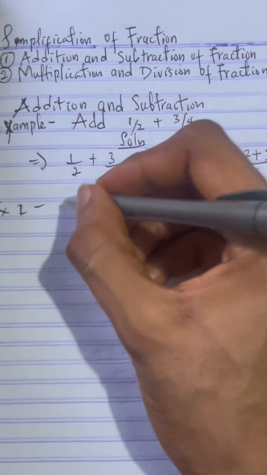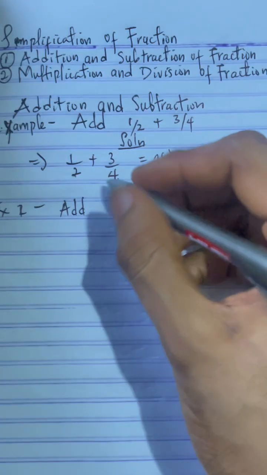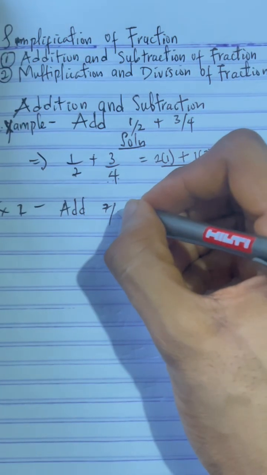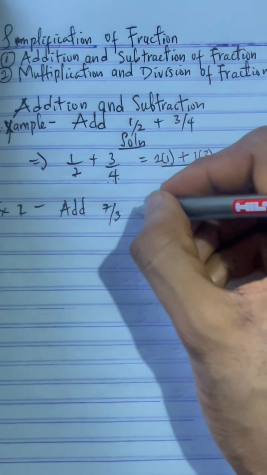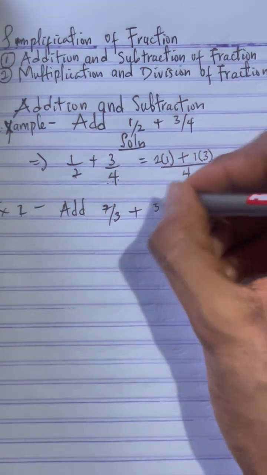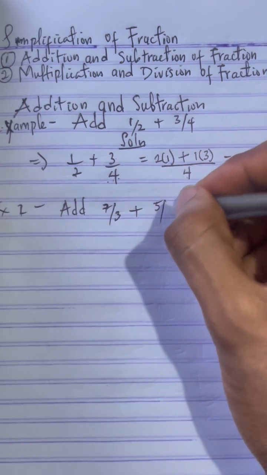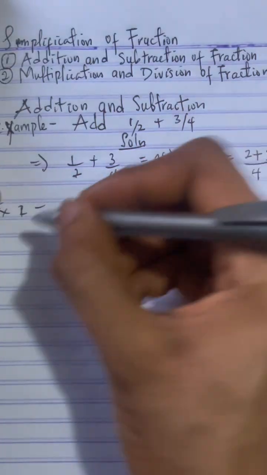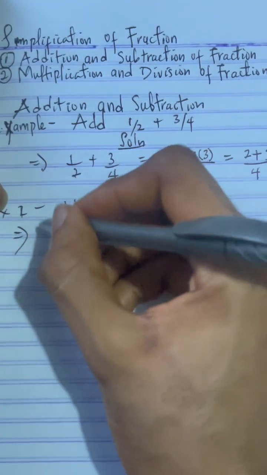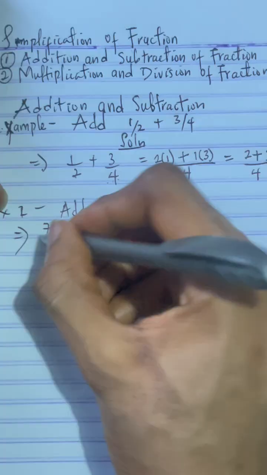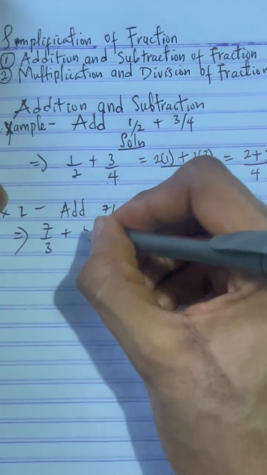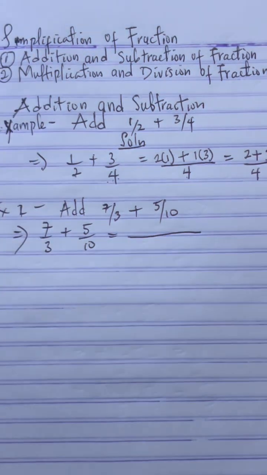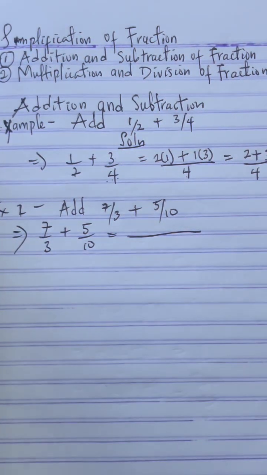Example 2. Add 7 over 3 plus 5 over 10. Let's do this now. So we have 7 over 3 added to 5 over 10. So the first thing we need is what? The LCM. So the LCM of 3 and 10.